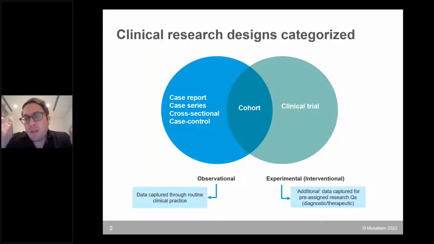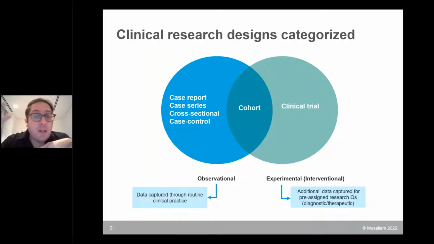The main two umbrellas under which research studies come, you've probably heard of these two terms, are always going to be either observational or experimental, or interventional. What we mean by that essentially is that in observational studies, you're not interfering in the natural course of care of the patient, whether in their diagnosis or in their management. So you're only watching the patients, whether you're watching them from now towards the future or retrospectively in the past, you're not interfering in their course.